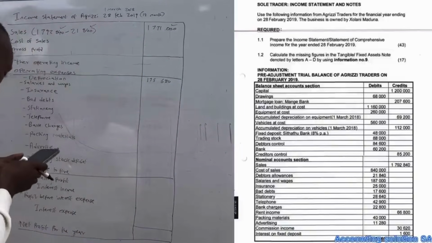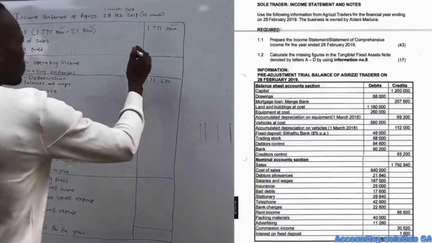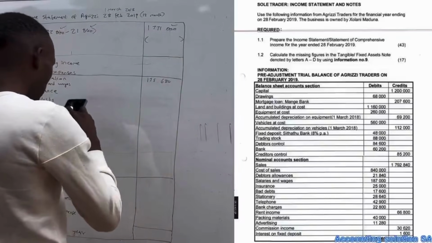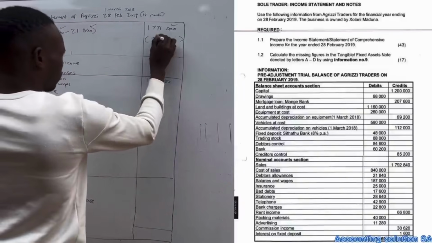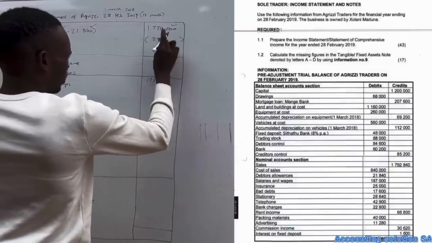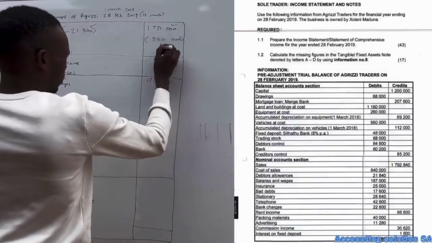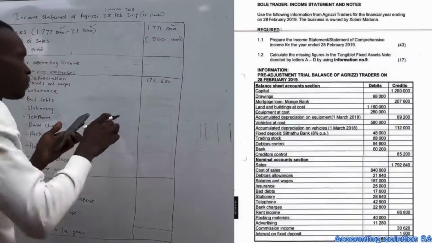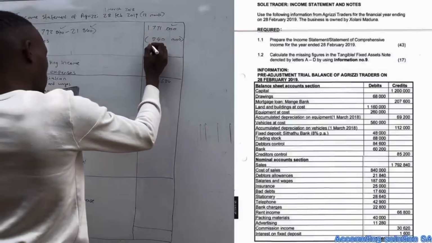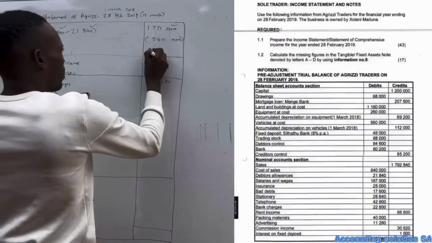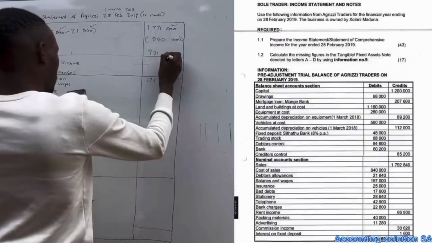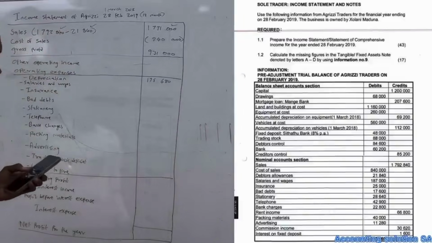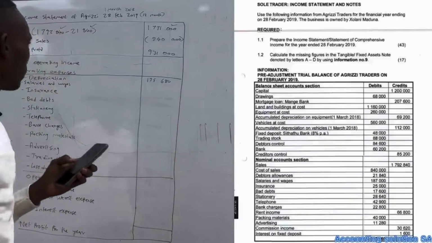Then cost of sales is not affected, which means that we're just going to subtract the amount that we have, which is 840,000, and sales minus cost of sales gives us gross profit. This one minus this one is going to give us an amount of 931,000. Just like that. Okay, now let's proceed.